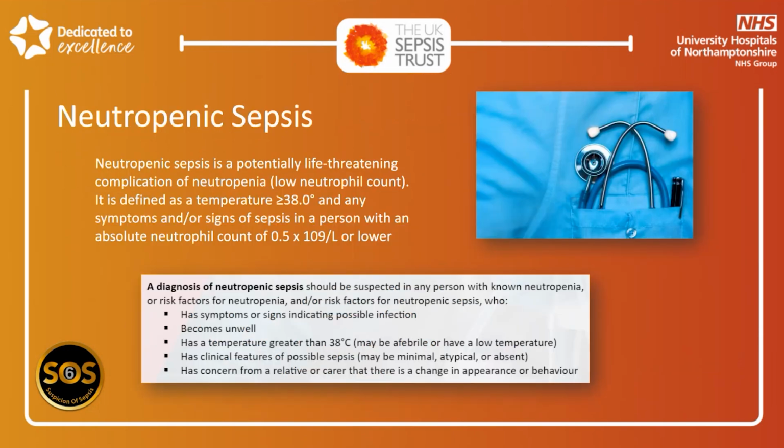Neutropenic patients, due to their compromised immunity, are at increased risk of sepsis. Neutropenic sepsis is a potentially life-threatening complication of neutropenia, a low neutrophil count. It's defined as a temperature greater than 38 degrees and any symptoms and/or signs of sepsis in a person with an absolute neutrophil count of 0.5 or lower. Neutropenic sepsis should be suspected in any person with known neutropenia or risk factors, who have signs or symptoms of infection, who become unwell, have a temperature greater than 38 or are hypothermic, or has clinical features of sepsis, or there is a concern from a relative or carer that there is a change in their appearance or behaviour.